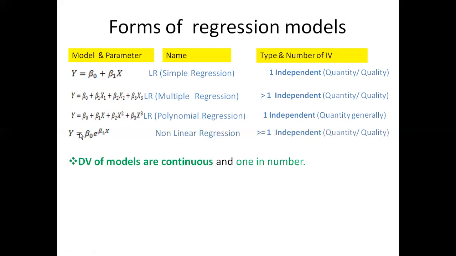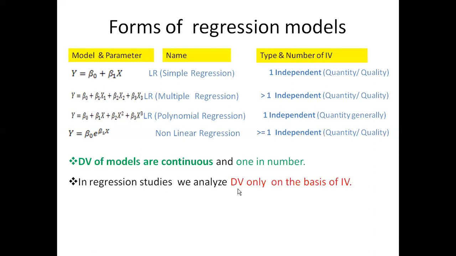But there is a single variable. There may be more than one variable also, but I am discussing a single dependent variable. In regression study, we analyze the dependent variable only. We treat the independent variable as known, as fixed. So which variable is analyzed in regression analysis? The dependent variable is analyzed in regression analysis.